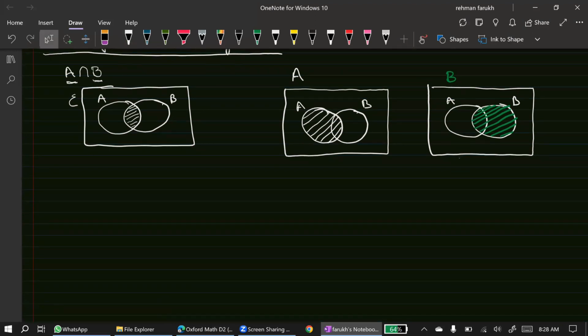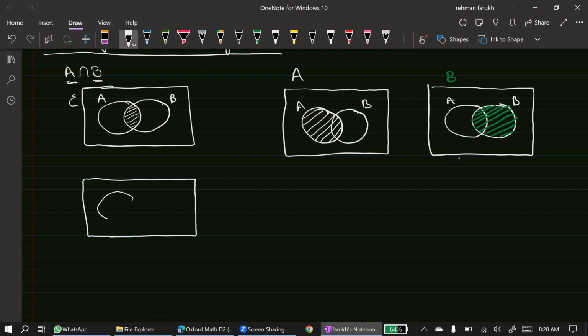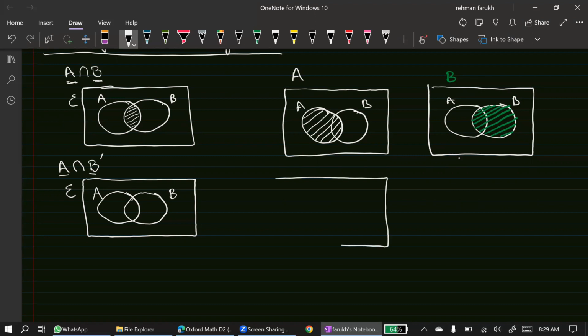Now we want to shade the region A intersection B dash, B complement. You can see that two sets are given. We will draw two diagrams.